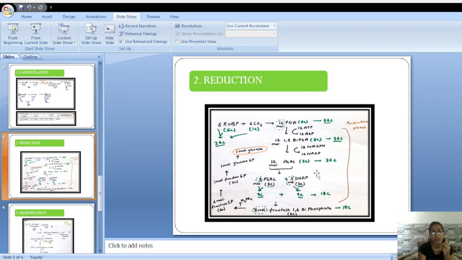And I'm also taking DHAP. See, DHAP and PGAL are interconvertible forms. Okay, these are the same things. Both are 3 carbon containing. So what happens? 3 molecules of PGAL and 3 molecules of DHAP are taken up. We have taken them from these 12 molecules.